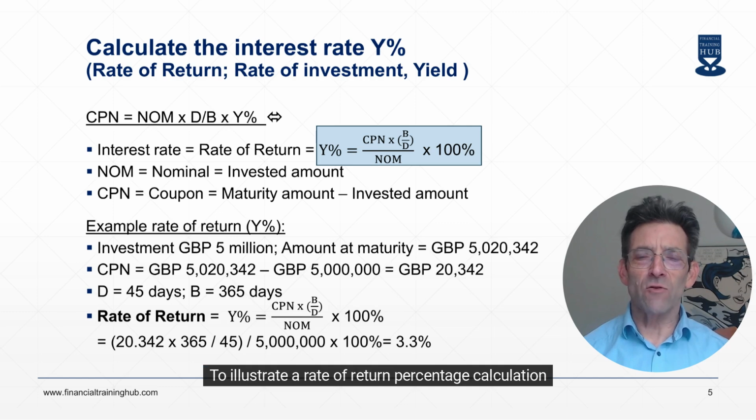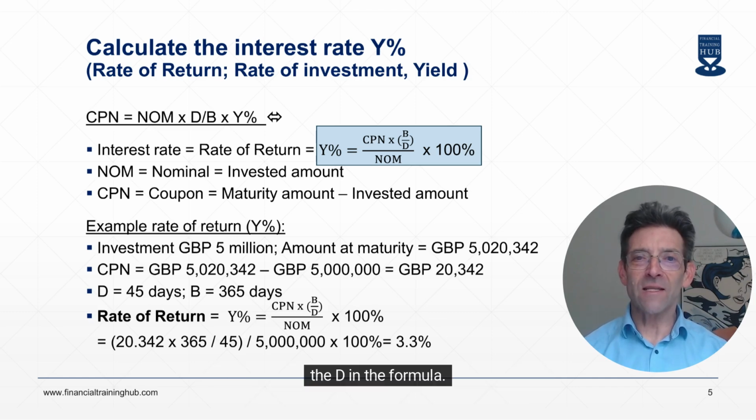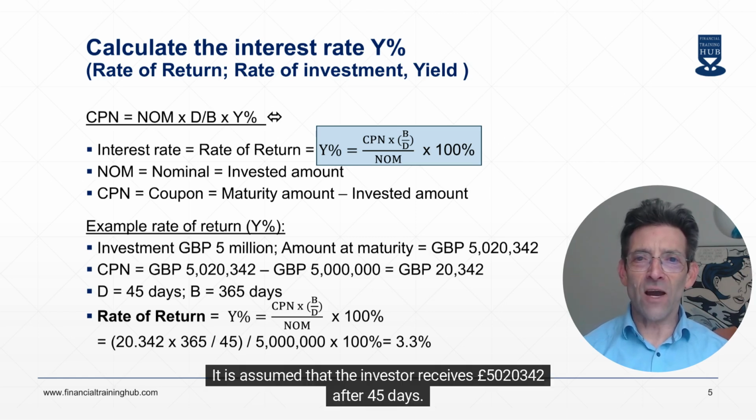To illustrate a rate of return percentage calculation using the rate of return formula, in this example, a nominal of £5 million is invested for a coupon period of 45 days, the D in the formula. It is assumed that the investor receives £5,020,342 after 45 days.